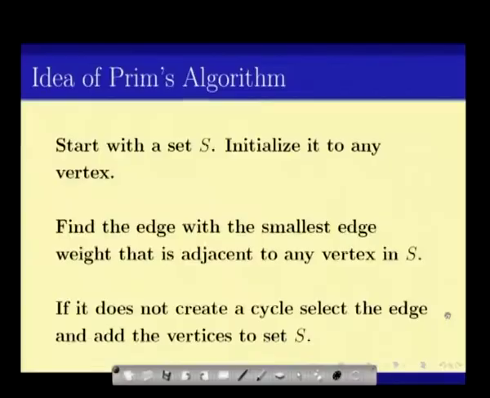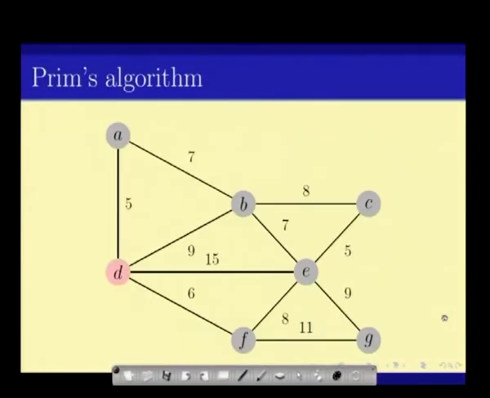Welcome back after the break. Before the break, we just saw the idea of Prim's algorithm. So, let us see how it works. Here is a run of Prim's algorithm. We have this graph G. Now, we start from any vertex. In this case, we start from, say, vertex D.